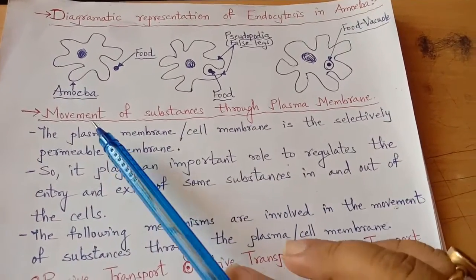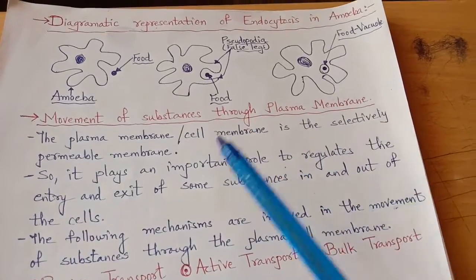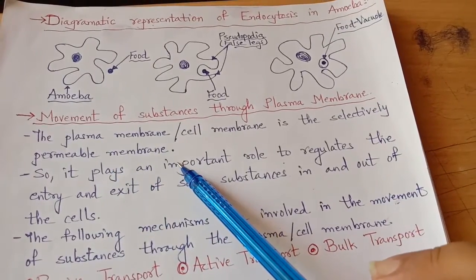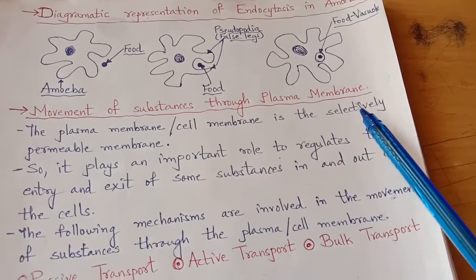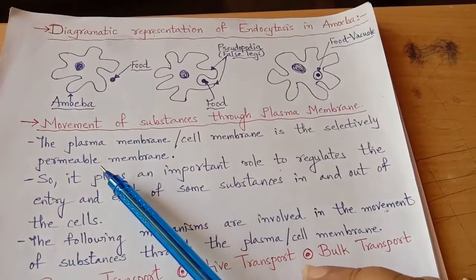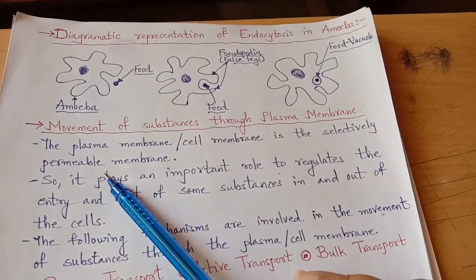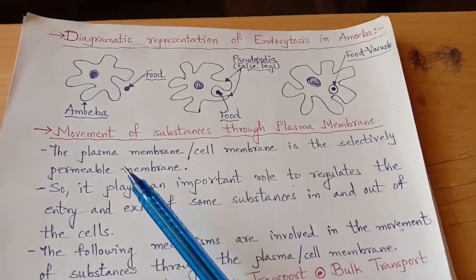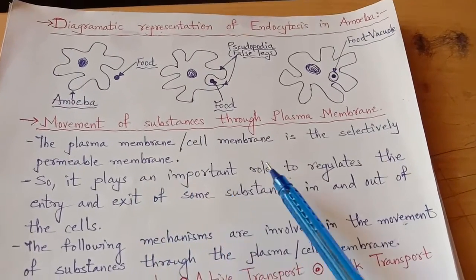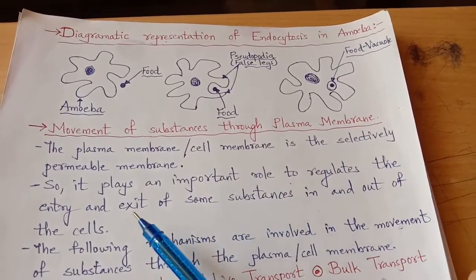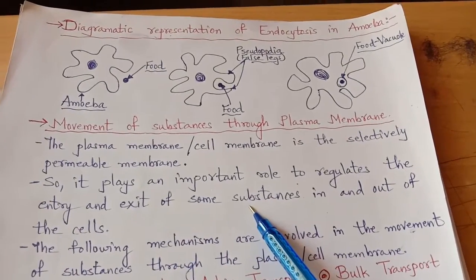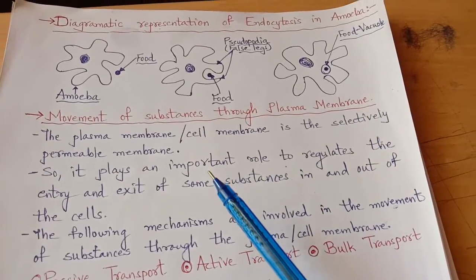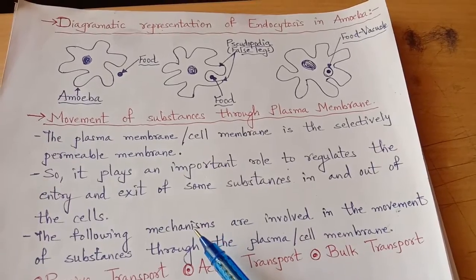Let us see here. Movement of substances through plasma membrane. The plasma membrane or cell membrane is the selectively permeable membrane. Selectively permeable. As per the selection, it will permit to enter and to bring out things in the cell, out of the cell. So it is selective. And so it plays an important role to regulate the entry and exit of some substances in and out of the cell. That means the permeable membrane is playing a very important role for the entry and exit.